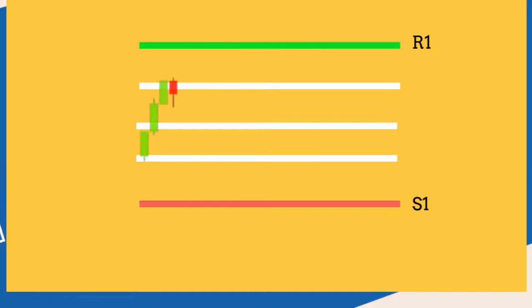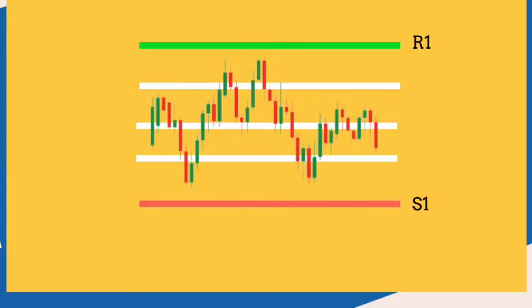Type 3. If the opening first 3-5 minute candles are exactly inside CPR, then it will be a range-bound day. Candles may try to reach R1 or S1.